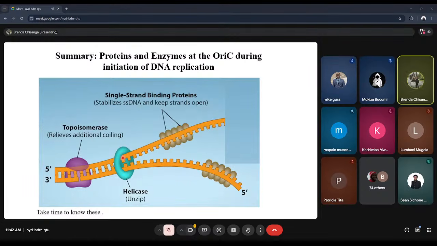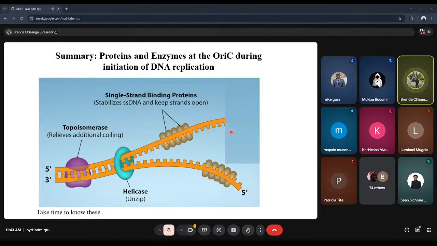So what do we have there? Initially, we needed someone to unzip this DNA to break the hydrogen bonds. And I remember telling you this process is energy dependent. It requires you to eat. Okay, it requires you to supply it with energy in the form of ATP. The enzyme that breaks down or melts the hydrogen bonds is helicase.